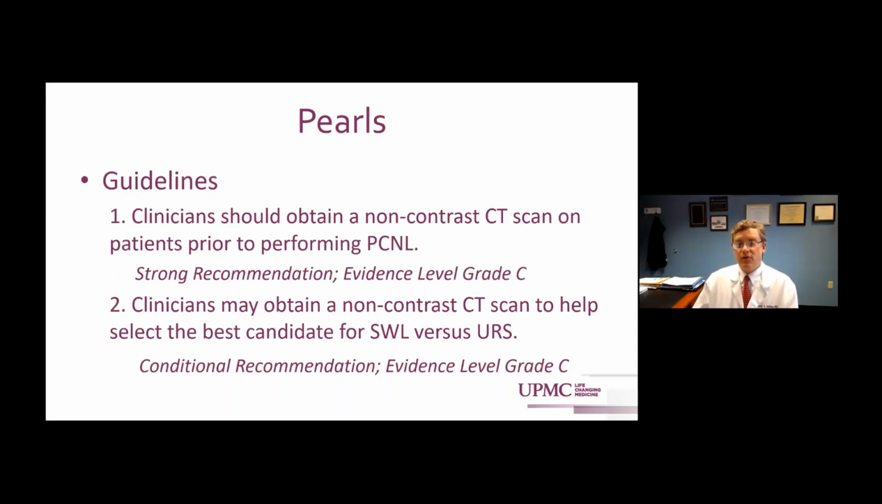So number one, luckily, the first couple guidelines are related to imaging. Number one guideline was clinicians should obtain a non-contrast CT scan on patients prior to performing PCNL. And certainly that's pretty straightforward. Probably in most cases, you're going to get that for most patients unless you already know pretty well what their system is like. If you've never seen them before, you usually want a roadmap. Guideline number two was that clinicians may obtain a non-contrast CT scan to help select the best candidates for shockwave lithotripsy versus ureteroscopy. And again, that comes back to many of the things I mentioned already. Specifically the stone's location, size, density would predict where these two procedures might particularly be not the right procedure for that patient.